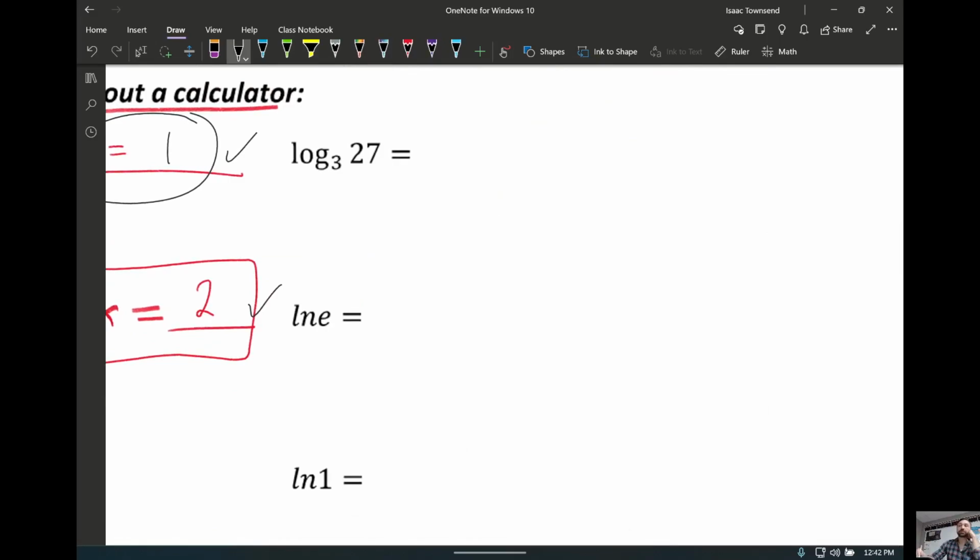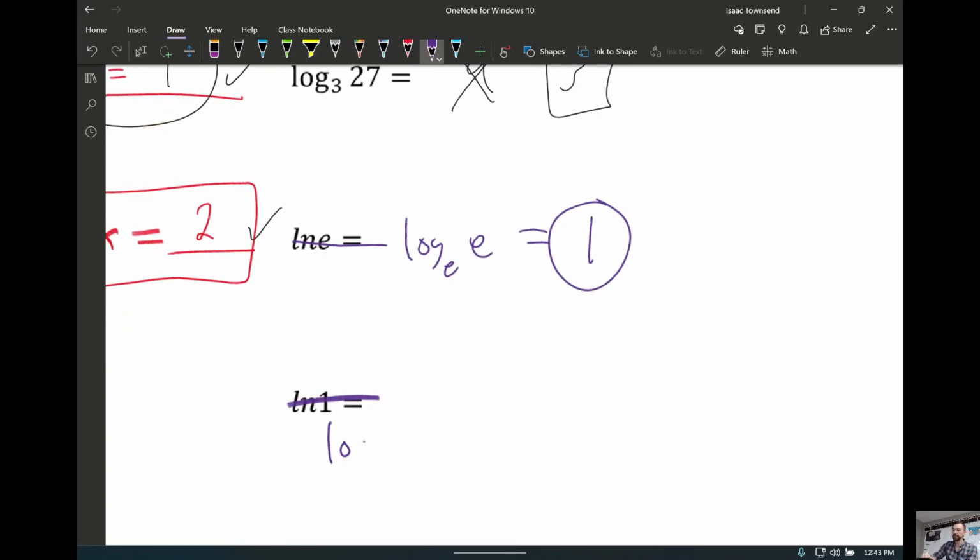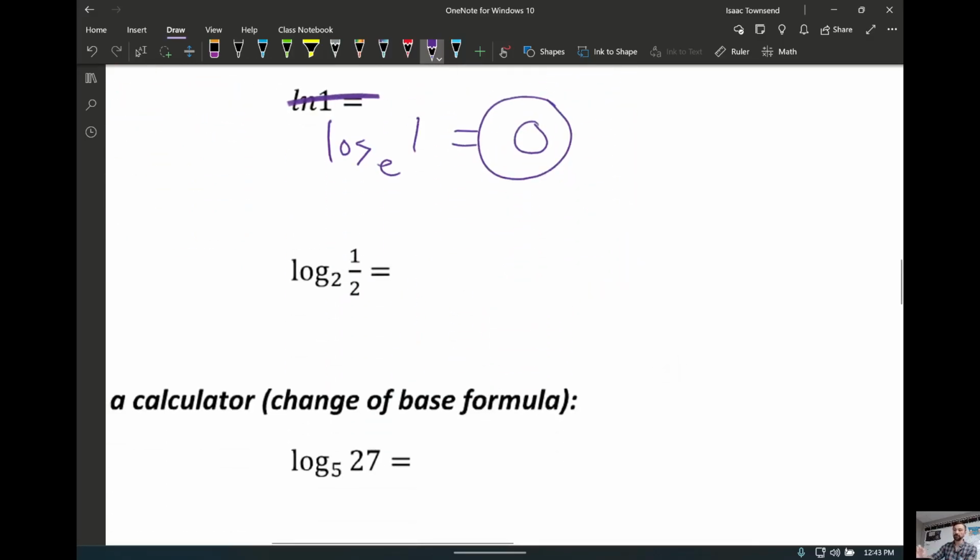This is saying 3 to what power gives you 27? 3. Good. Don't say 9, say 3. Don't fall into the multiplication trap. If natural log bugs you, change it to log base e. This is just saying e to what power gives you e? 1. This is saying e to what power gives you 1? 0, because anything to the 0 power gives you 1.